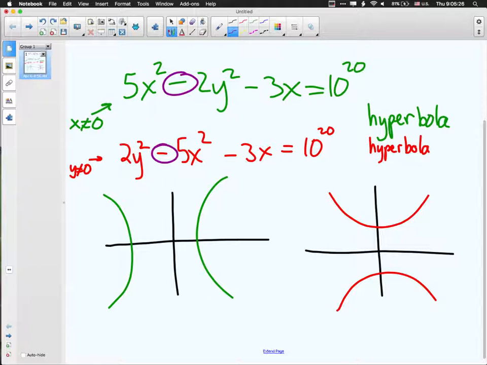However, I do know plenty of people that just memorize it. Oh, the y is first, so it opens up and down. I also know lots of students who get it backwards all the time. So that's why I think going through the exercise of setting one of them equal to 0 and seeing if the other one can exist works better. But that's just me. Figure out some way to know whether it opens up and down or side to side. Okay. So that's all I want to talk about with conics.